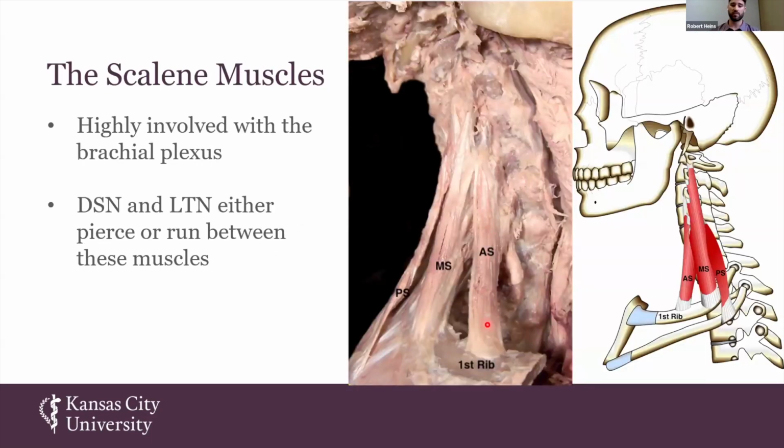So also just to briefly review the scalene muscles, as we're going to talk about these a lot in my results section, there's anterior, middle, and posterior scalene that attach to the ribs. And these are all highly involved with the dorsal scapular nerve and the long thoracic nerve, as well as other vasculature in the area. And if there's piercing variants and whatnot, this can cause problems.